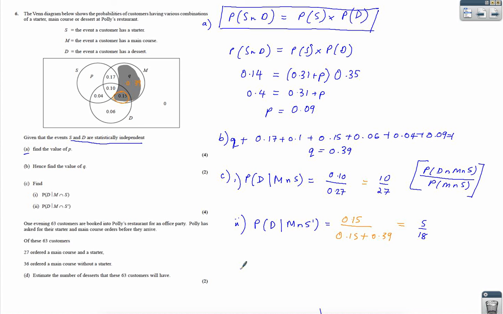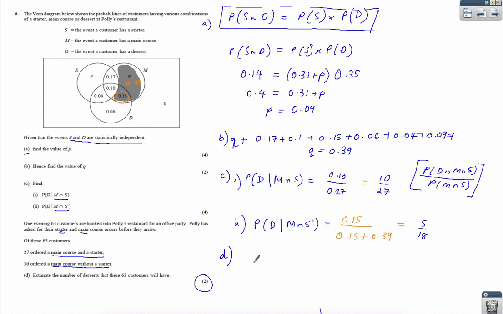Right, the last bit. Lots of information here to work out for 2 marks. 2 marks again tell you it won't be that difficult. You won't have to do that much once you've got your head around what's going on. 63 customers are booked into Polly's restaurant. She finds out their starters and their mains afterwards. She wants to predict basically how many desserts they're going to have. 23 ordered a main course and a starter. What's the chances they have a pudding? Main course without a starter. What's the chances they had a pudding?